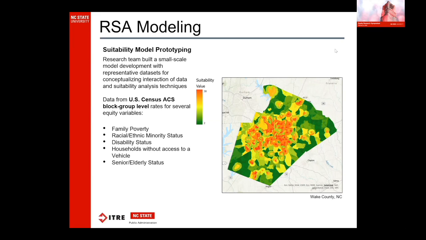And the map on the right gives a sample of our final suitability layer. And we have values throughout the county ranging from 2 to 30. And these values are for every cell in that raster grid.